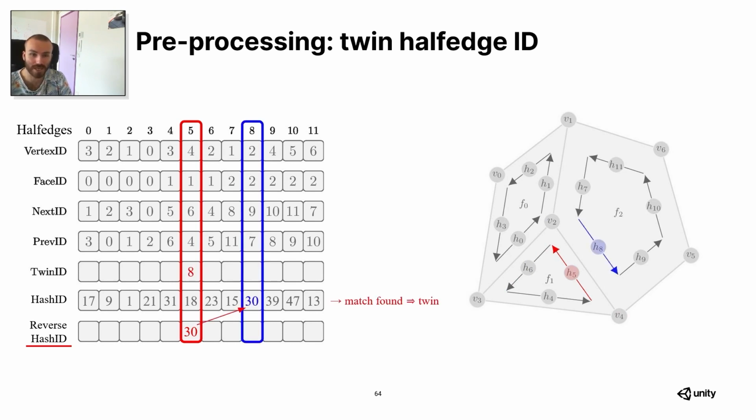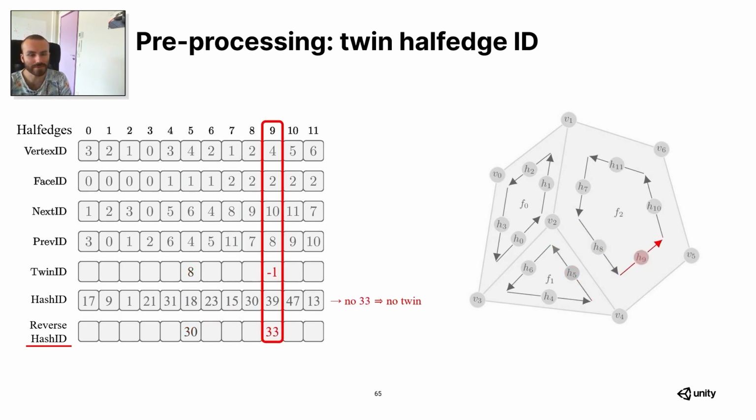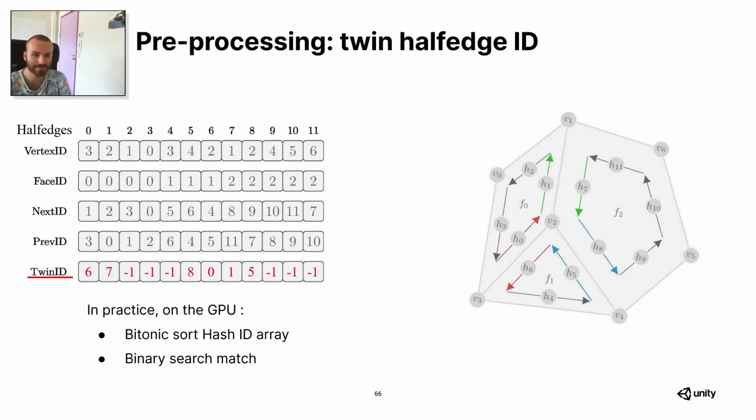which does exist in the hash ID array. So we can store as twin ID the ID of the corresponding half-edge, and here that's half-edge number 8. Looking at another example, the reverse hash ID of the 9th half-edge is 33, which does not exist anywhere in the hash ID array. So this half-edge doesn't have a twin, and to indicate that, we store -1 as twin ID.